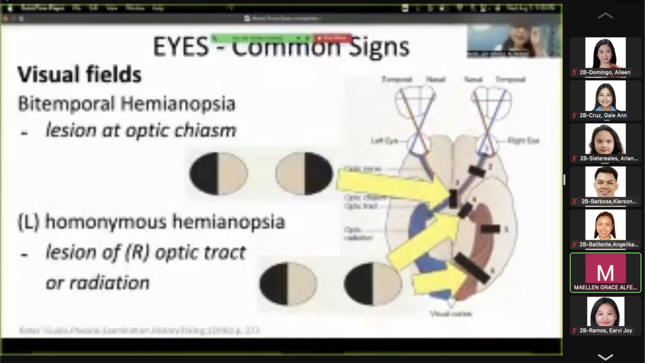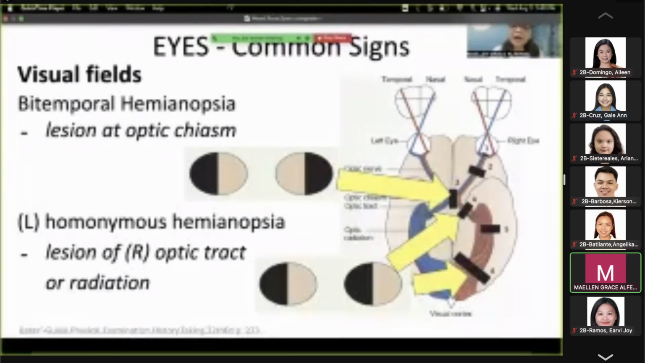Okay, now, if you have problem on both the temple area, so left temporal and right temporal, we call this bitemporal hemianopsia. And the most common site of the lesion would be the optic chiasm. Usually it is due to a sellar or pituitary problem that impinges on the optic chiasm. That's why you have this bitemporal hemianopsia.